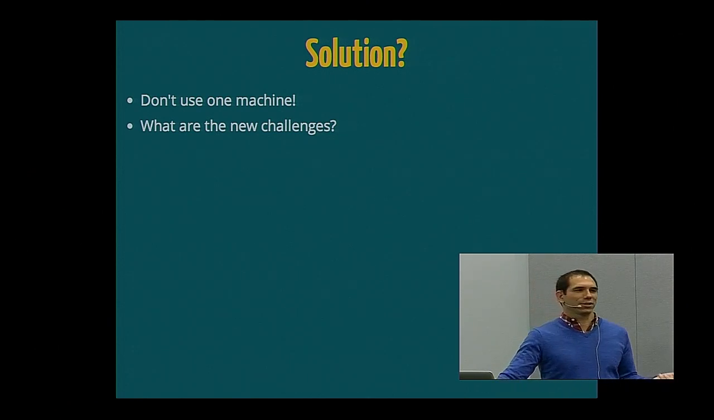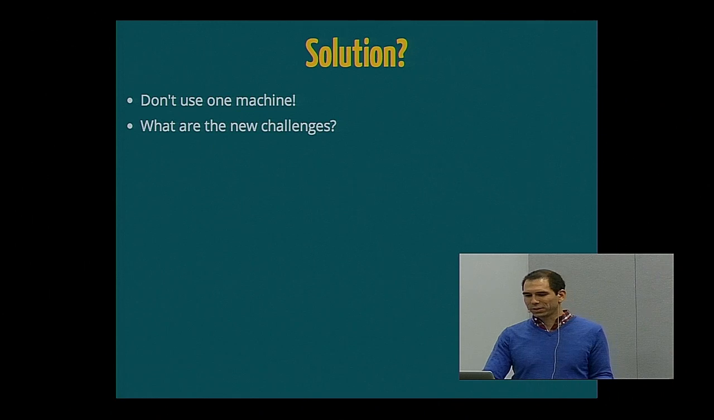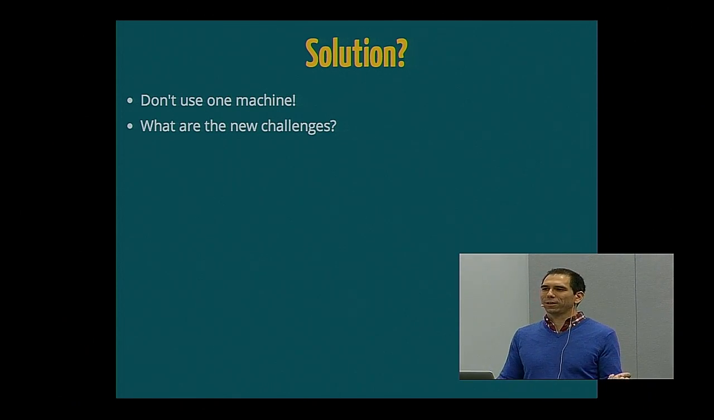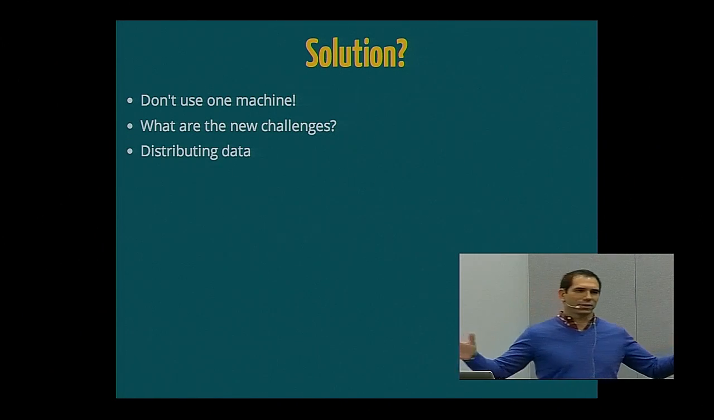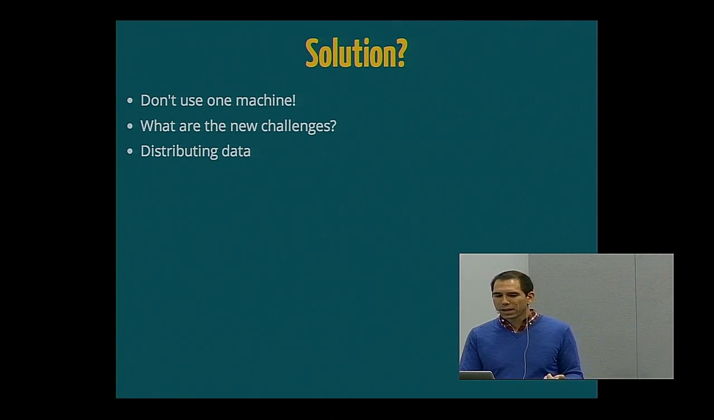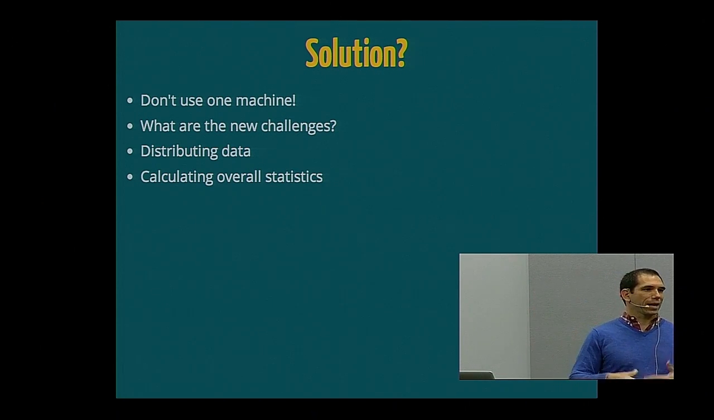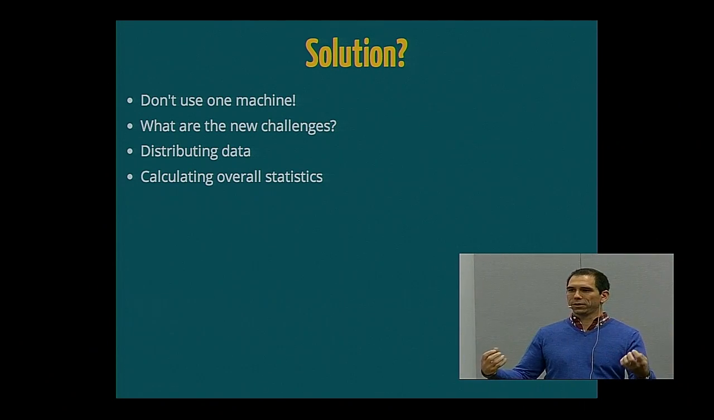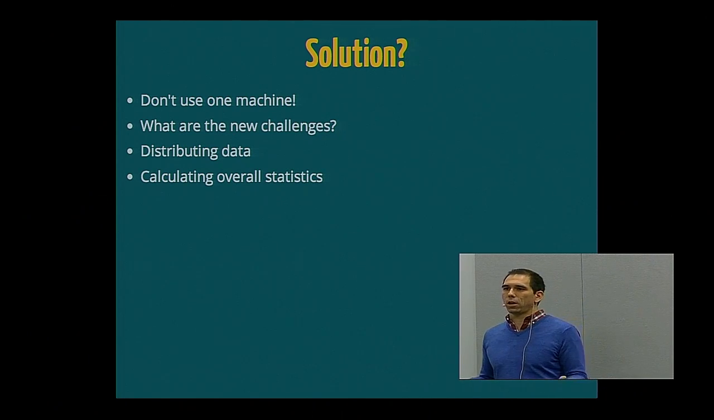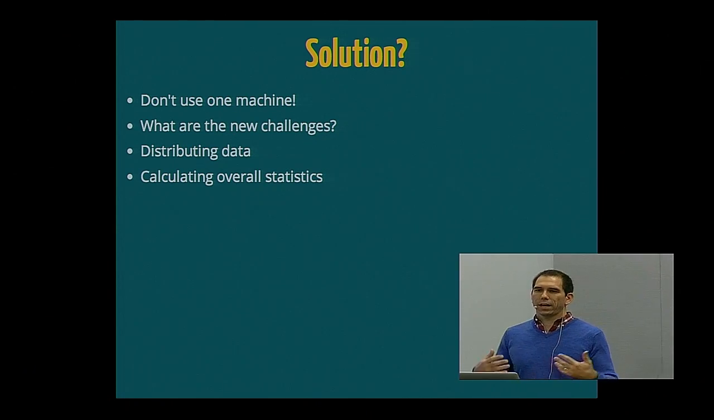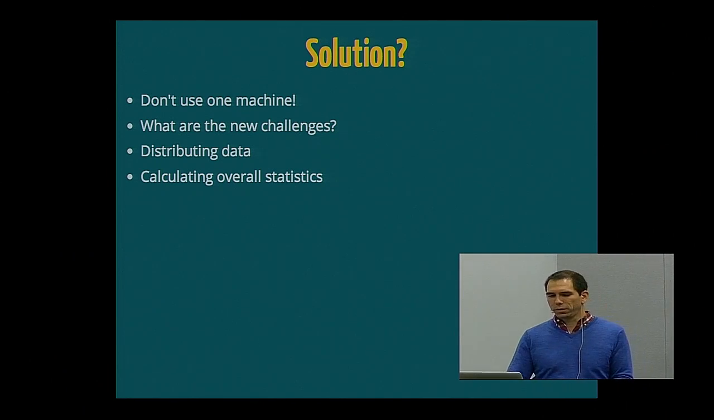But there are new challenges. If you start using more than one machine, there's a bunch of new challenges. So anyone, what's one of the new challenges we might face trying to use multiple machines instead of just one? Spreading the data. Yeah, exactly. Distributing the data to all the machines, right? And calculating overall statistics, like what happens if you want to bring back the data that you're calculating individually and get a total count of all the events that you've seen. So that requires communication between all of these nodes.